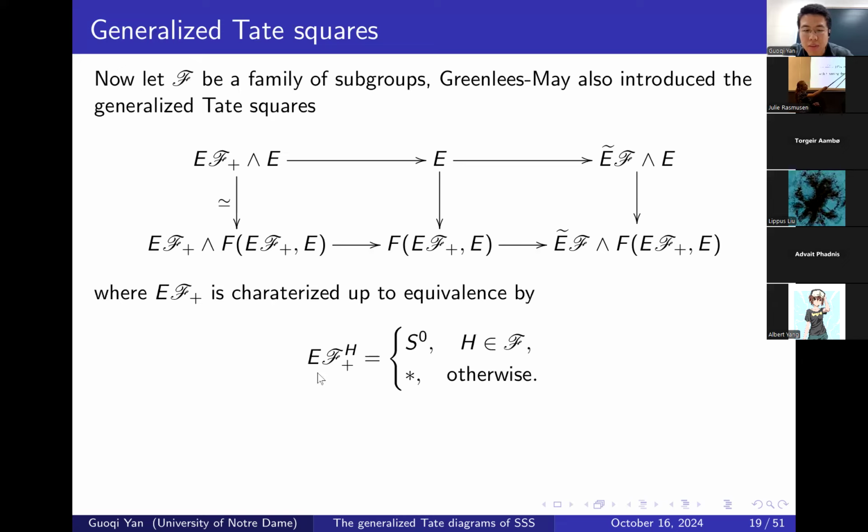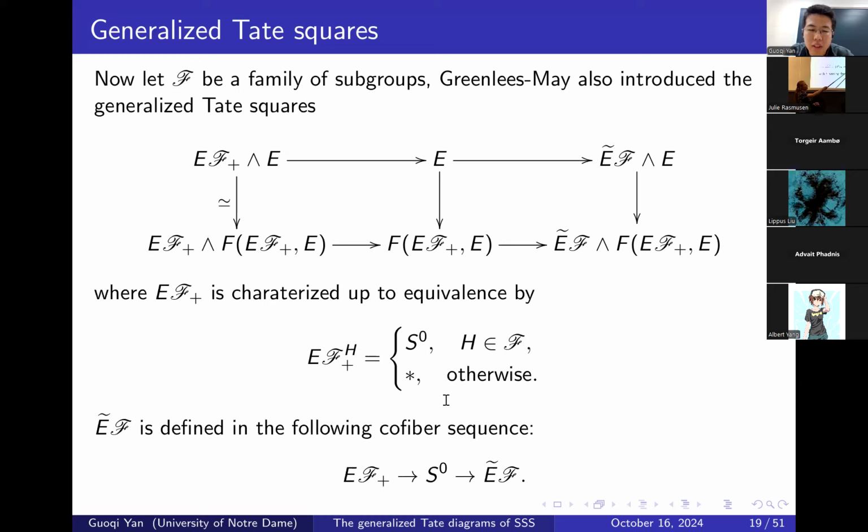Here again, this universal space EF plus is also completely characterized by the fixed point data. The fixed point is either S0 or a point. And similarly, this E tilde F is defined as a cofiber.